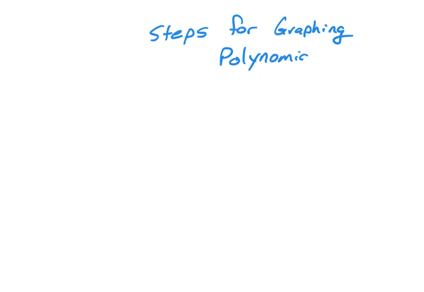Okay, some of the things that we're going to look for when we graph polynomials. I'm just going to list out some different steps of some common things that we want to pay attention to. Kind of like when we graphed parabolas last chapter, we wanted to find the vertex. We wanted to find some points on either side of the vertex. We wanted to find some key parts of that graph.